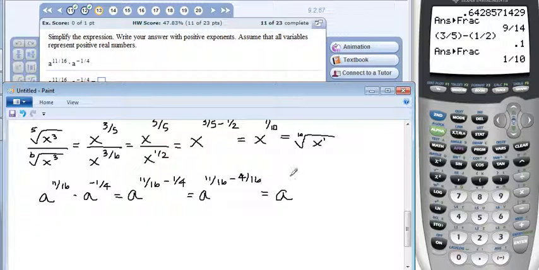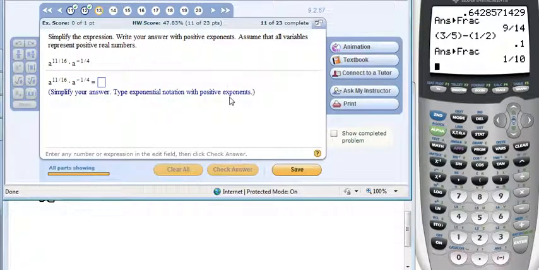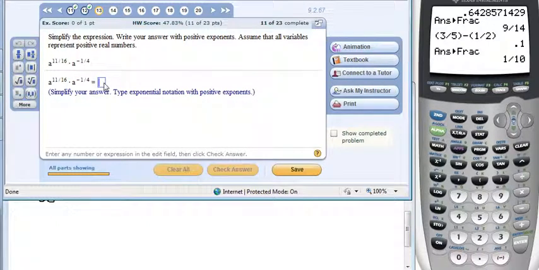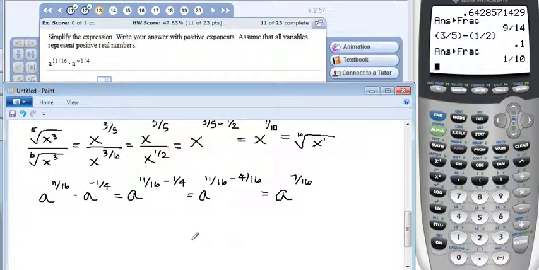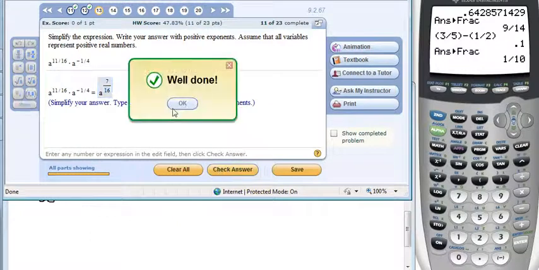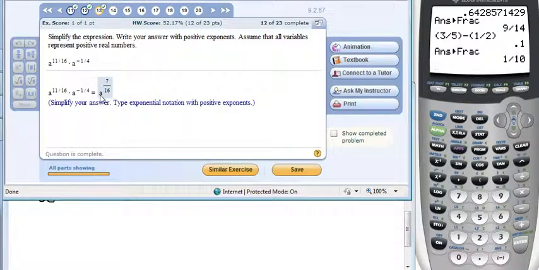11/16 minus 4/16 is 7/16. And we're supposed to leave it alone as an exponent. The only thing you have to remember is that it has to be positive. So we have a raised to a fraction, 7/16 power. Did you see what I did there? I put my a in, then I raised it to a fraction and just filled in the blue bubbles.